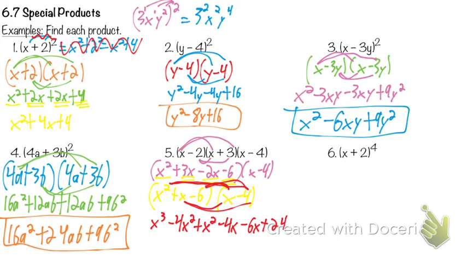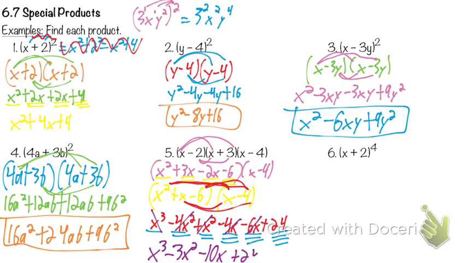So then we say, okay, let's underline: x to the third is coming first, negative 4x squared and then x squared come second, negative 4x and negative 6x come third, and that positive 24 comes at the end. Well, as we go through this, we might notice we get x to the third first, minus 3x squared, minus 10x, plus 24. So it's almost like it's two problems in one.